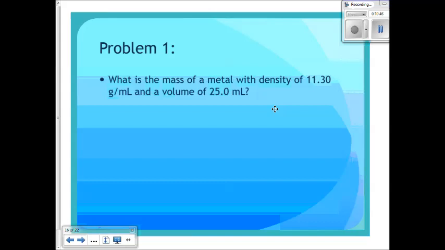What is the mass of the metal with a density of 11.30 grams per milliliter and a volume of 25 milliliters? Yes. But let's set that up. So if we do our little chart here, we are missing the mass. This is the one we're missing. So we're going to do density times volume.